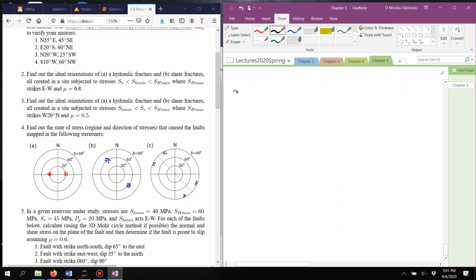In problem number 2, the first thing I would do is identify what your stress regime is. In this case, you can see that the highest stress is horizontal and the minimum stress is vertical. For this particular case, we see that this is a reverse faulting stress regime.